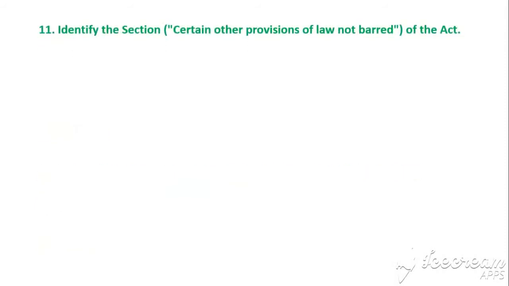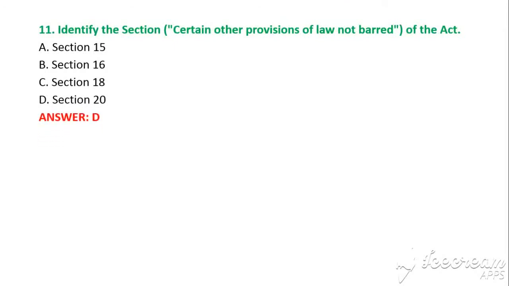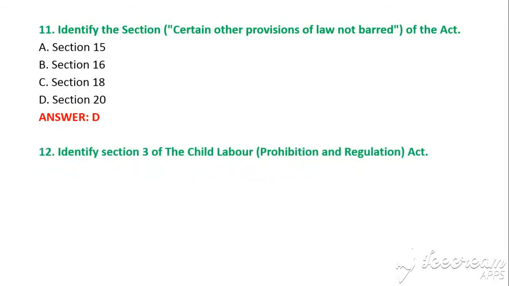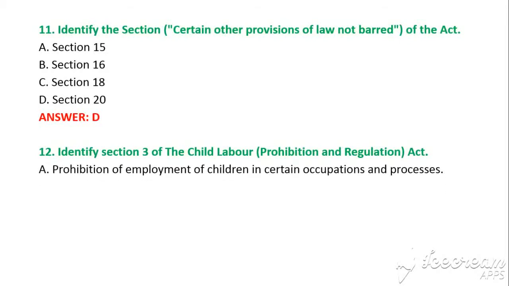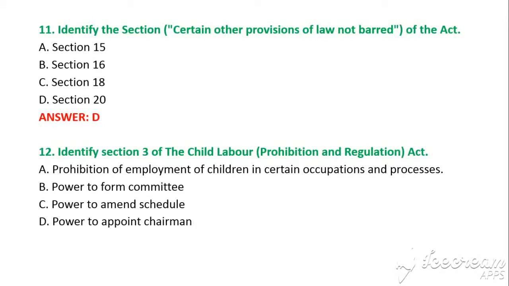Identify the section of this Act, that is certain other provisions of law not barred. Section 15, Section 16, Section 18, then Section 20. Answer D is right. Section 20 of this Act, that is certain other provisions of law not barred. Then 12th question is, identify Section 3 of Child Labor Prohibition and Regulation Act. Option A says prohibition of employment of children in certain occupations and processes. B says about part to form committee, then part to amend schedule, then part to appoint chairman. So Section 3 of this Act says about prohibition of employment of children in certain occupations and processes. A is right answer.